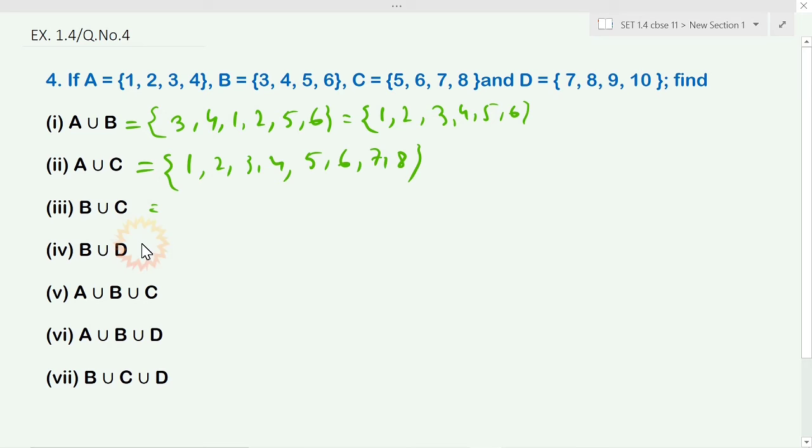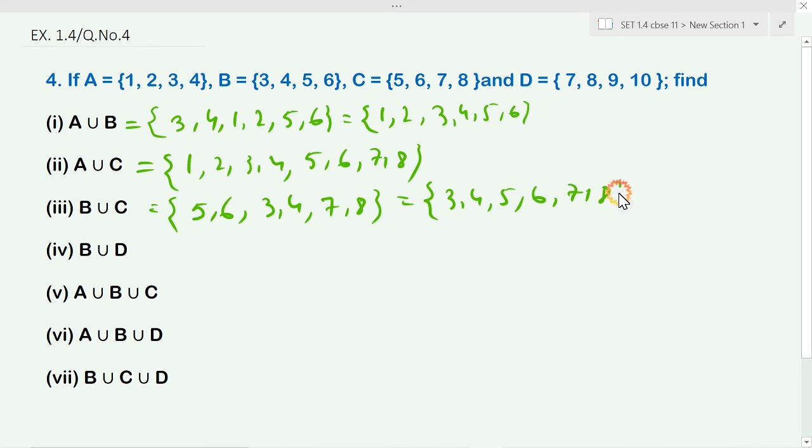Now B union C, there are common numbers, that is 5 and 6 between B and C, and the other numbers are 3 4 and 7 8. And now we just write in order, that is 3 4 5 6 7 8.